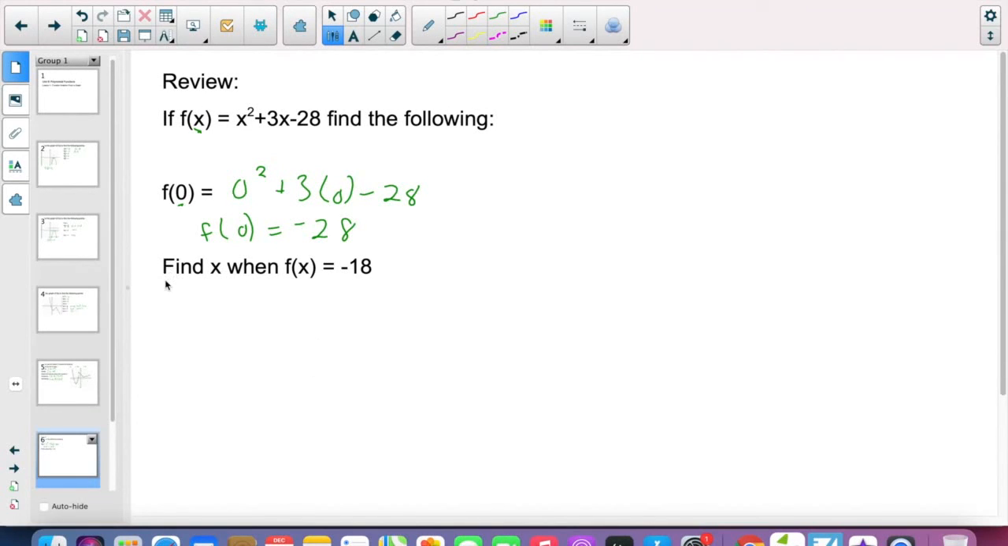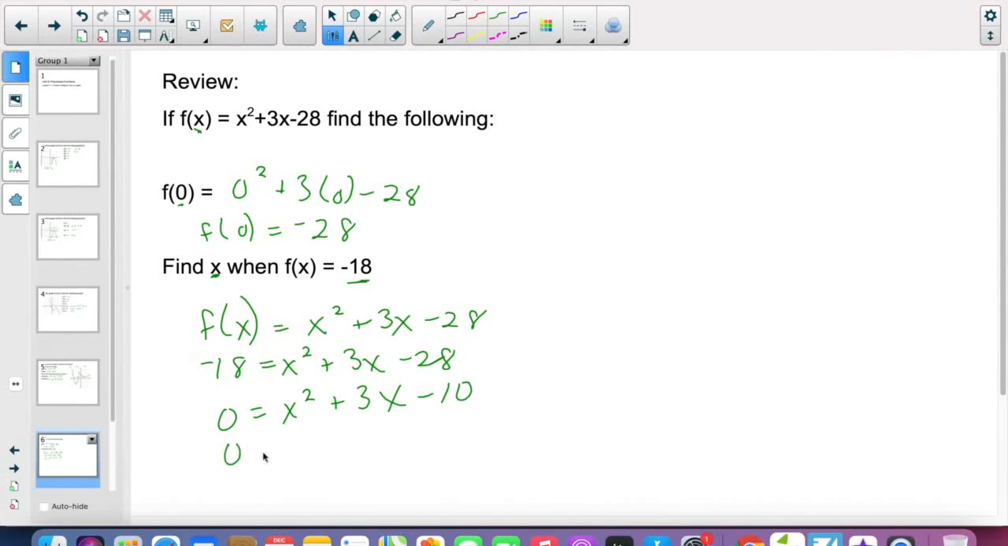In this example, they want us to find x when f of x equals -18. Well, our function that they gave us was f of x equals x squared plus 3x minus 28. And if f of x equals -18, they're telling us to replace f of x with -18. So now that I've replaced it, I can then add the 18 over, and I'll factor that to solve it. Factors of 10 that subtract to give me 3, well, that would be 5 and 2. So I have x, I have a 5 and a 2. I'm going to have a plus 5 and a minus 2 because this tells me the signs are different, and the big number gets the plus.